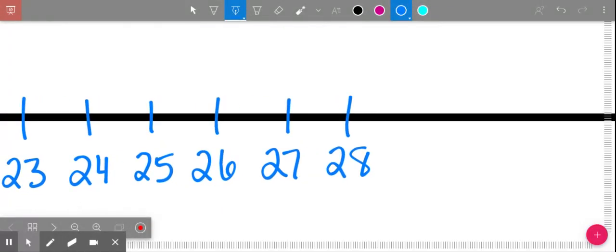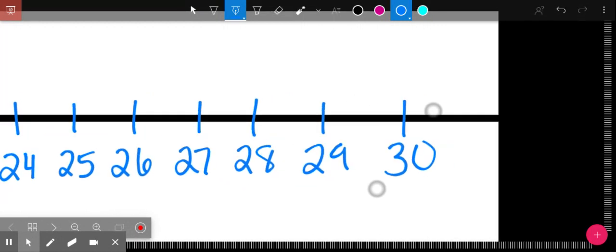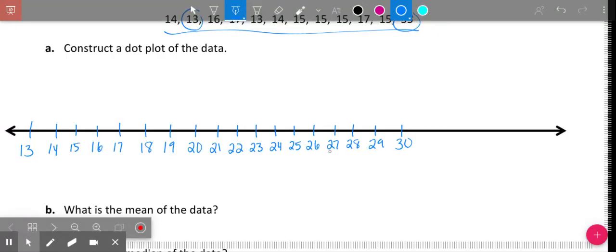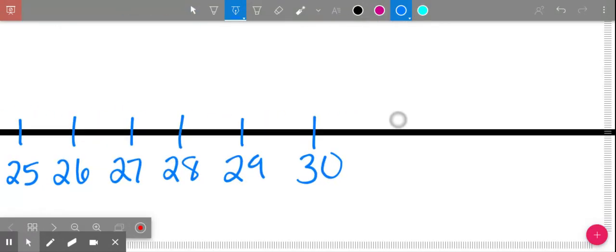Oh, sorry. Guess it's time to almost pack up. All right, so perfect. I'm going to have plenty of room.